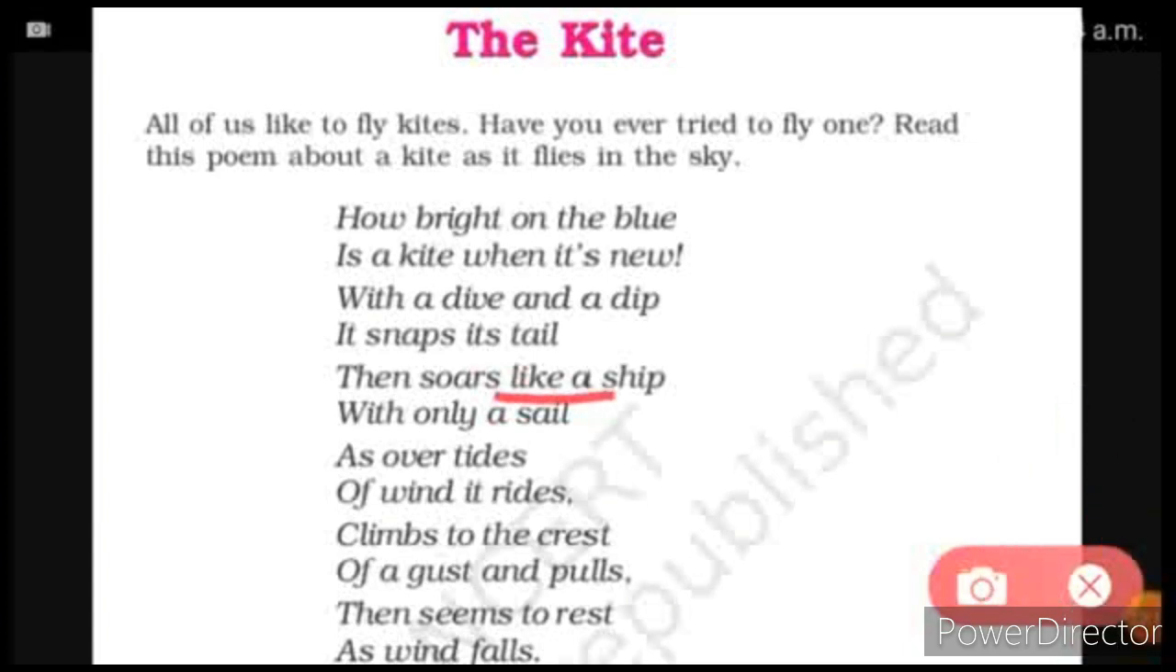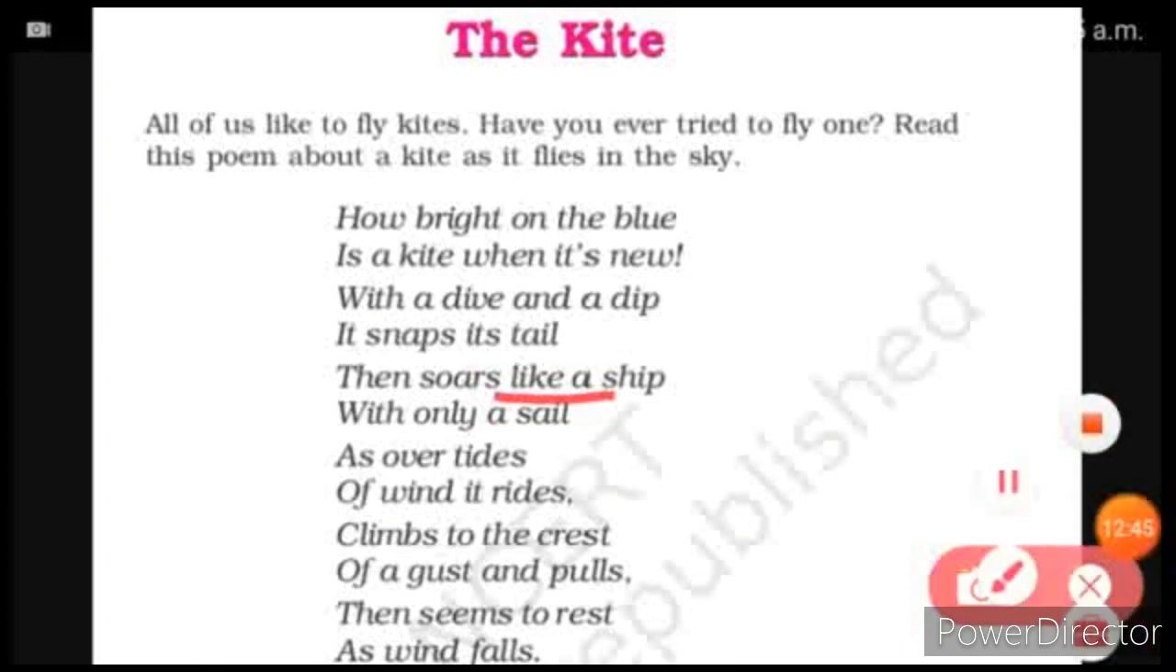When the figure of speech has like or as mentioned, we can easily understand that the poet has used a simile. We can easily identify the word if it is mentioned as or like. When it is compared with two unlike things, it is mentioned as a simile. Easily we can identify the word as or like. We can say that the figure of speech is simile.